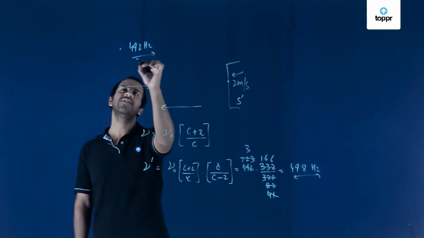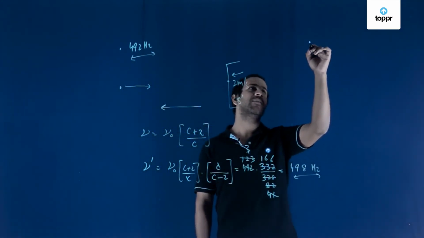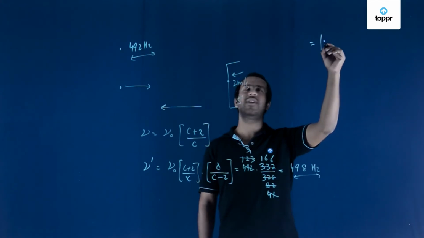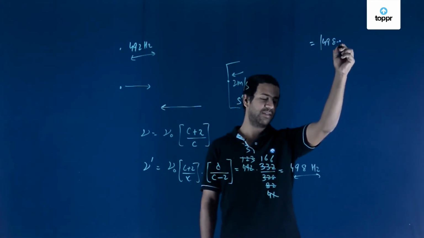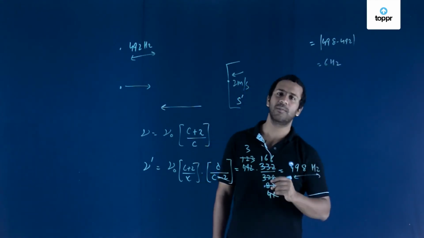Now, the original frequency was 492, what is received is 498. So, the beat frequency is clearly the magnitude of 498 minus 492, which is 6 Hertz. So, this is the beat frequency.